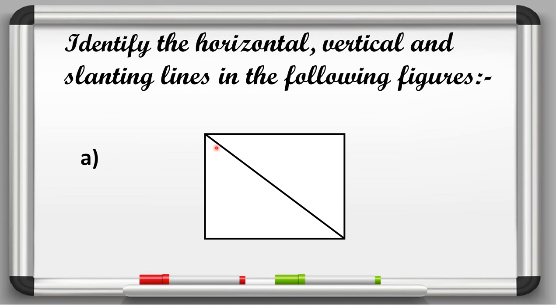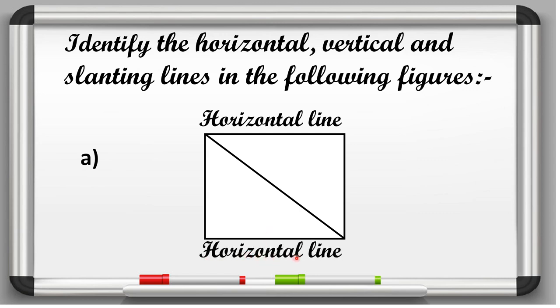means sleeping lines. Okay, so here this is the horizontal line, so here we will write horizontal line. Okay, and the next horizontal line is this, this is at the top and this is at the bottom, so here we will write again horizontal line. So here two horizontal lines are there in this figure.